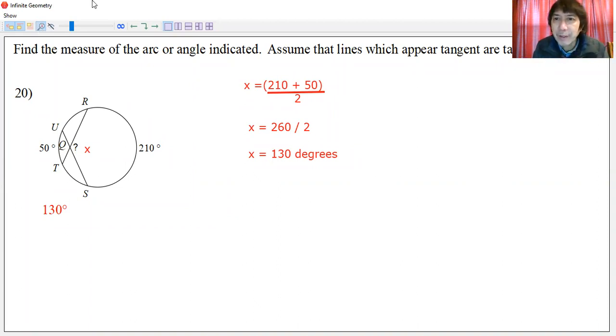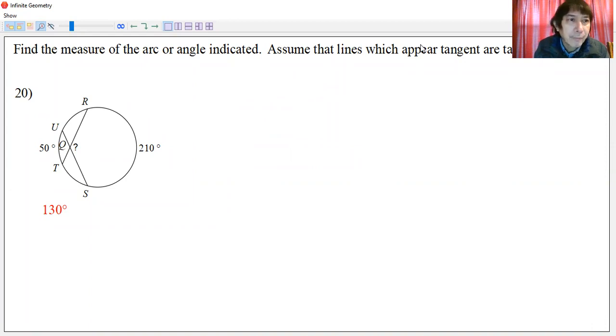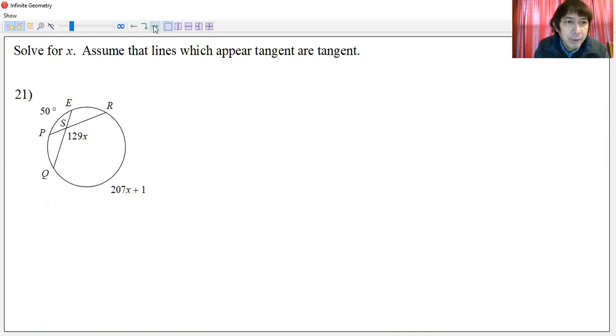Okay, number 21. Let's proceed to number 21. Here's number 21, the same configuration, two intersecting chords. Our working equation will be the angle 129x is equal to the sum 207x plus 1 plus the other arc 50. We shall divide this by 2, and that's it. We divide this by 2, and this is our working equation.